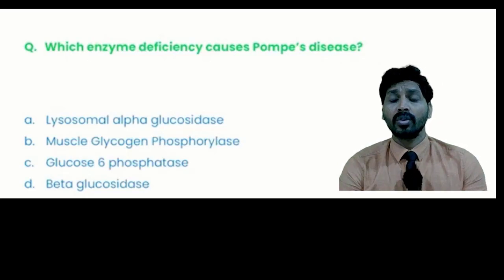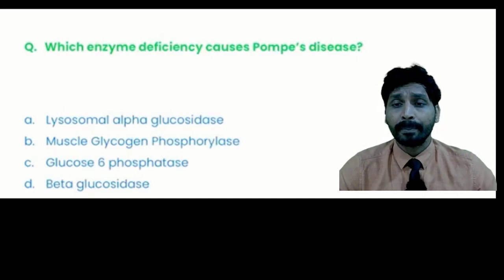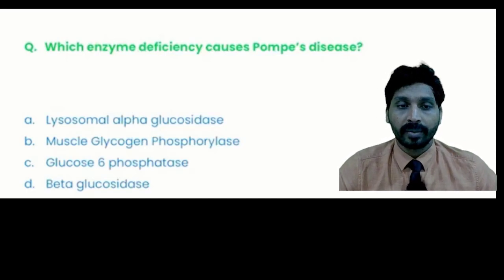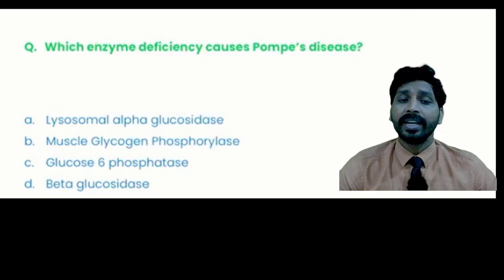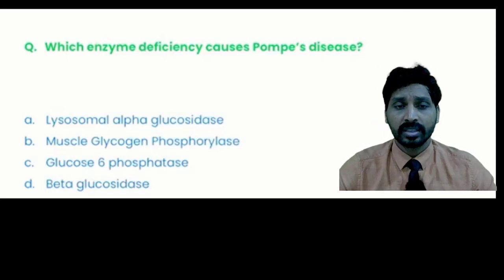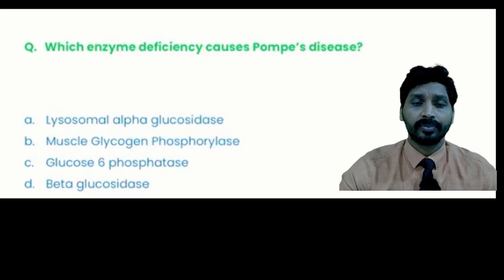Muscle glycogen phosphorylase is related to what? M for M, McArdle's disease. Glucose 6-phosphatase is deficient in von Gierke's disease. And beta glucosidase is not a glycogen storage disease; it is Gaucher's disease, a lipid storage disorder.